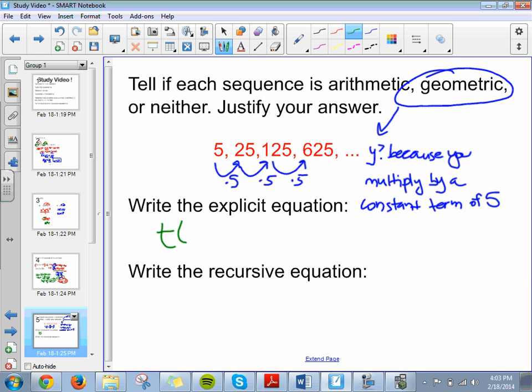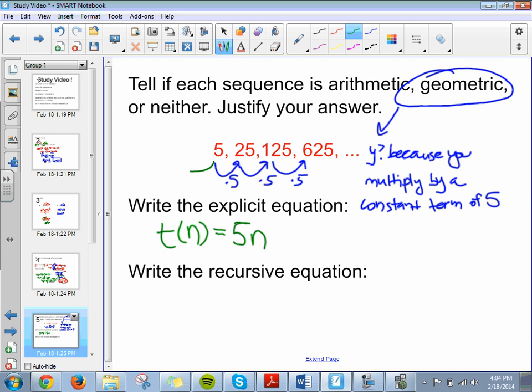So remember, our explicit equation, we're going to be solving for t of n. That's just any term. So with this equation, we'll be able to predict whatever term we want. And we know that our constant rate of change is that 5. So when you think about the slope, a slope is your constant rate of change. So that's what's being multiplied by your variable, by our n.